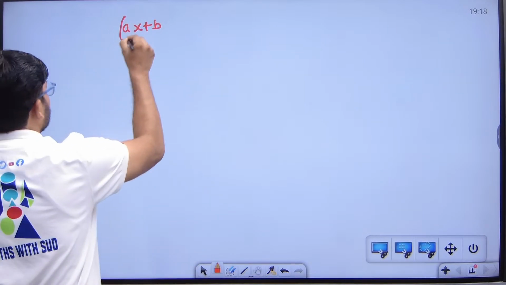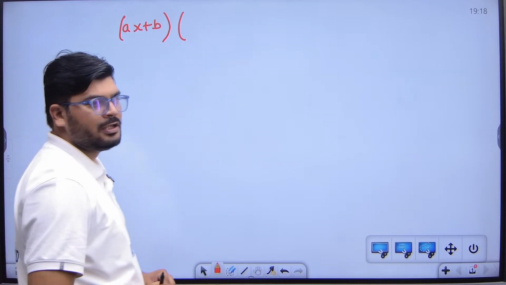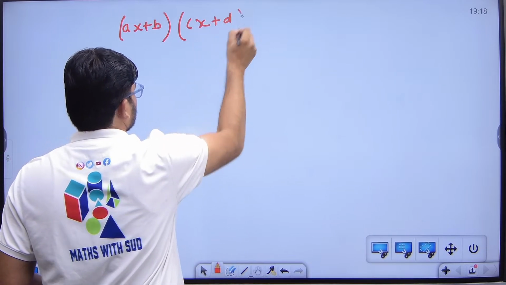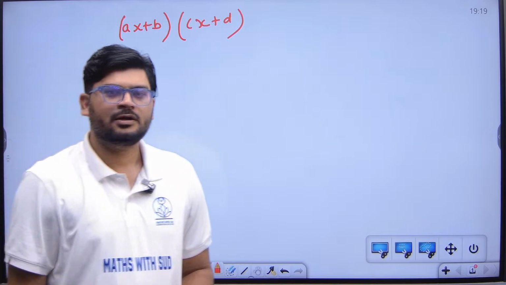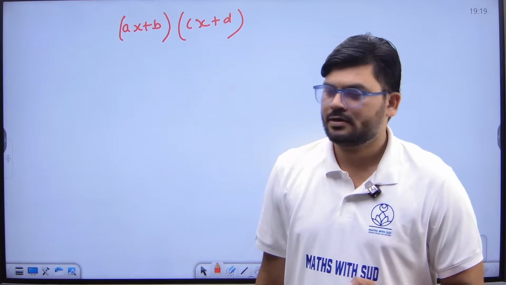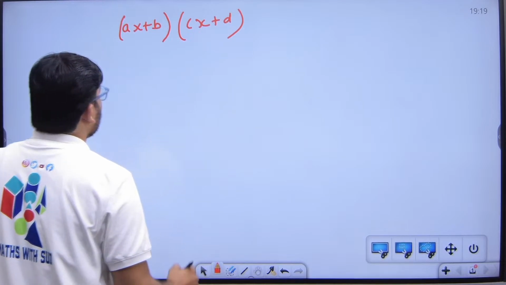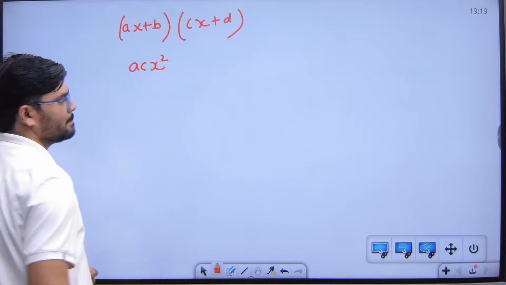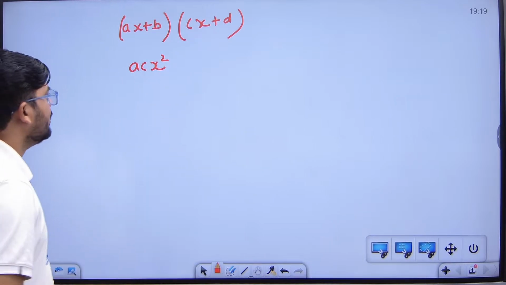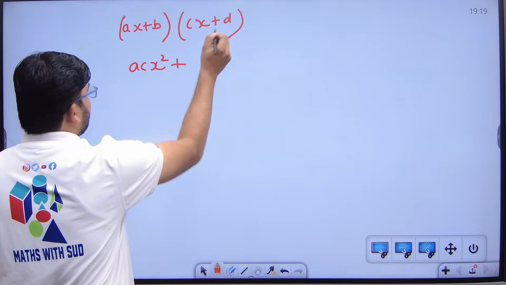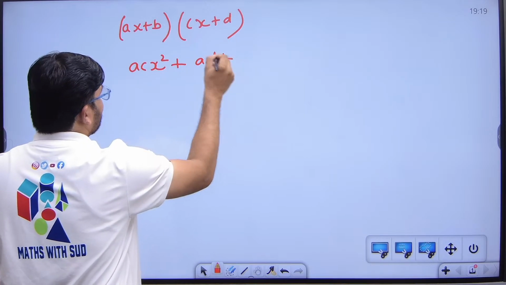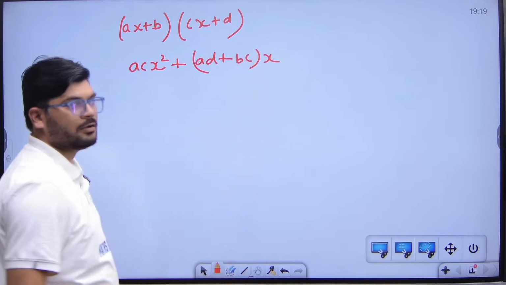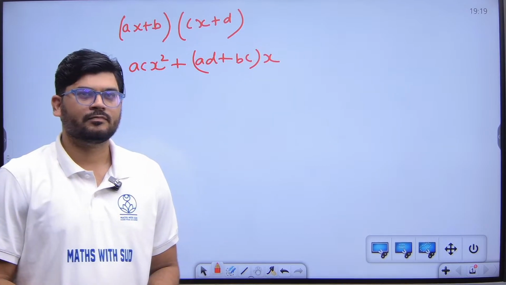Now, when a linear is multiplied by another linear, let us say that another linear is cx plus d. Now see what will happen. First a will be multiplied by c, so you will get ac x square. Then a will be multiplied by d, so you will get ad, and similarly b will be multiplied by c to get bc.